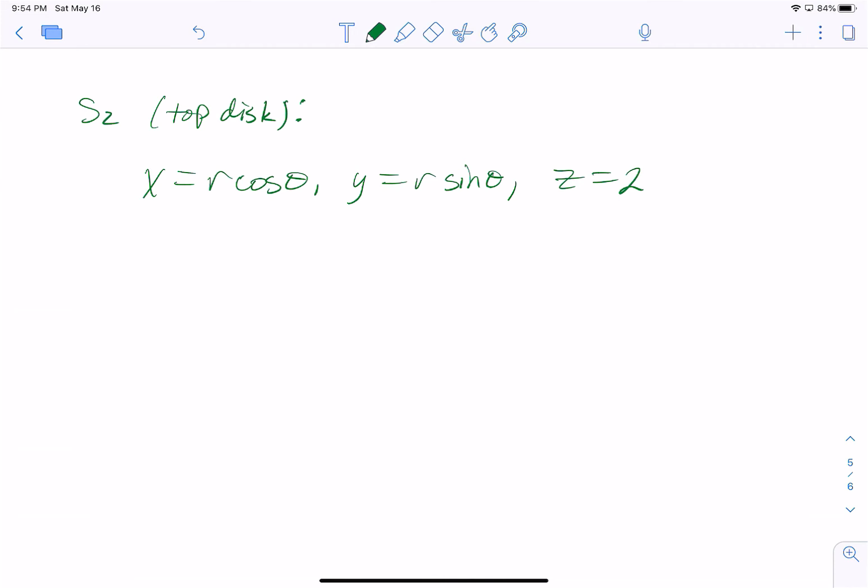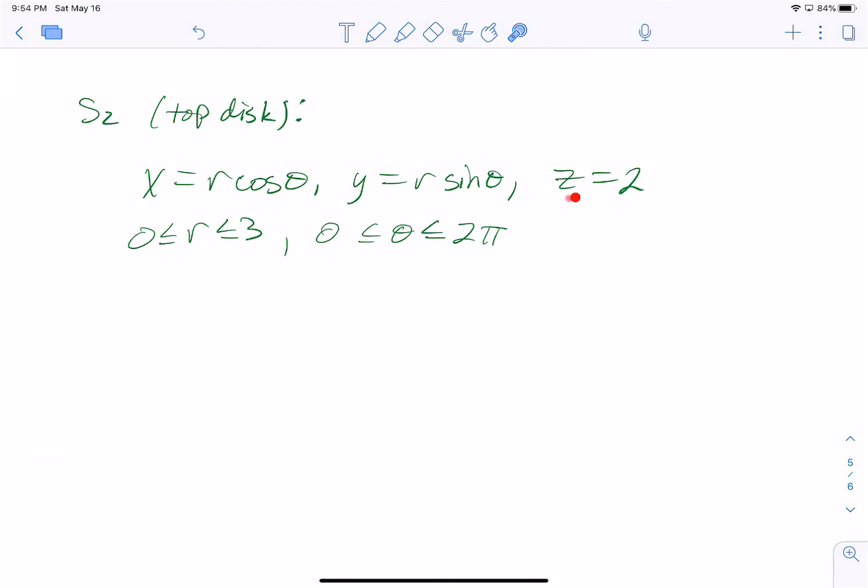Let's note that r is going to go from 0 to 3 because it's a disk of radius 3. I almost said circle. It's a disk. It contains its interior. And theta is going to go from 0 to 2 pi. That's going to help us set up our integral.